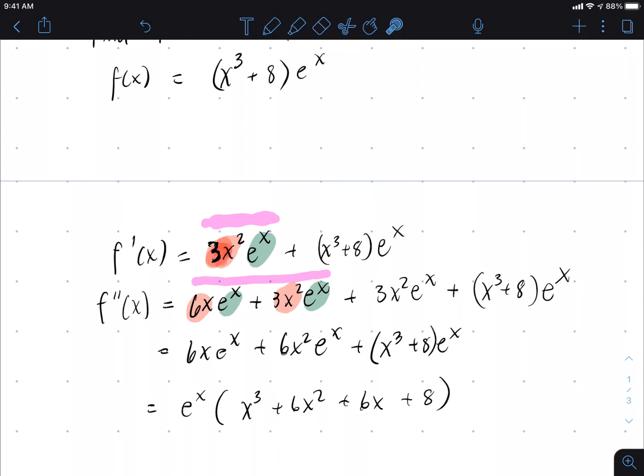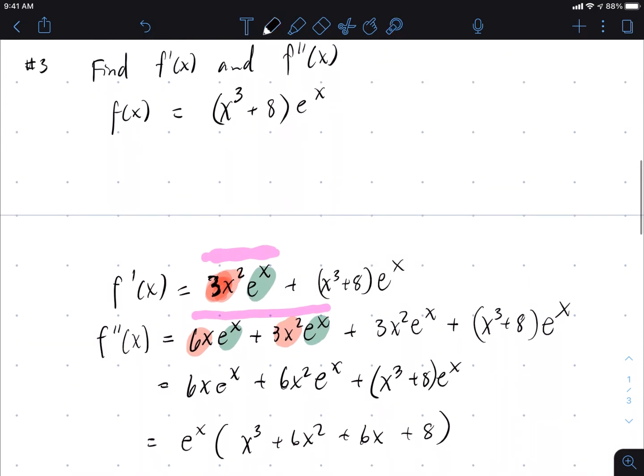Okay, cool. And then all I did for the rest of it was algebra, right? Distribution and all of that. Okay. So there's number 3.